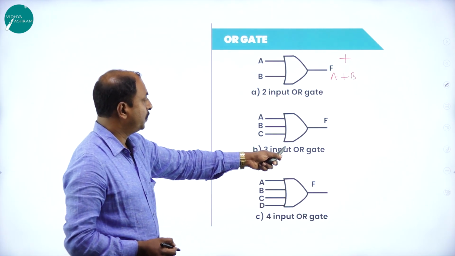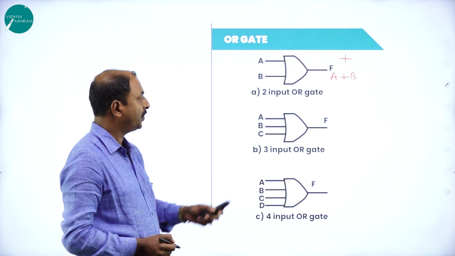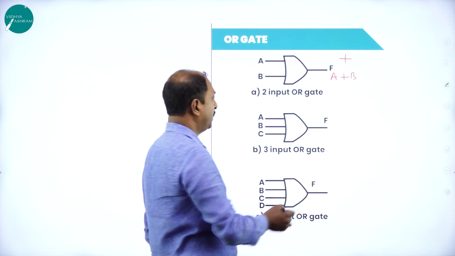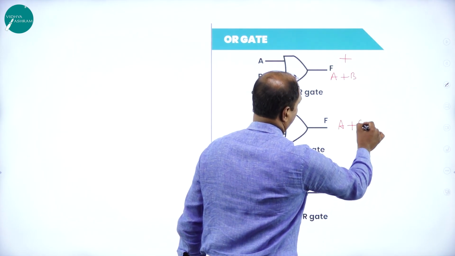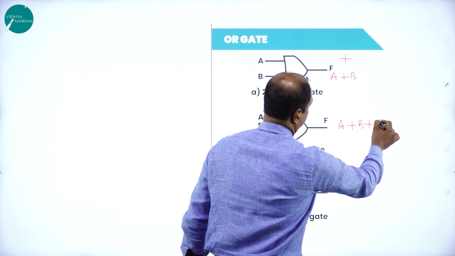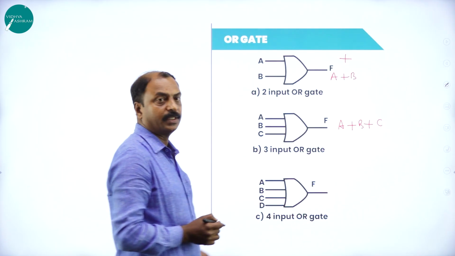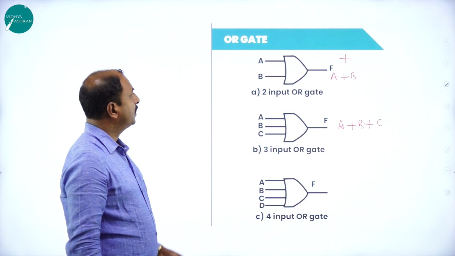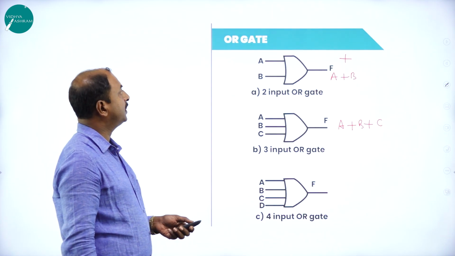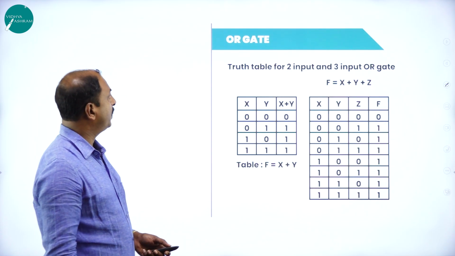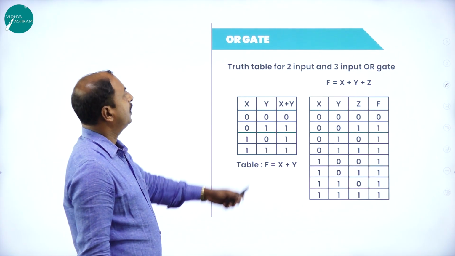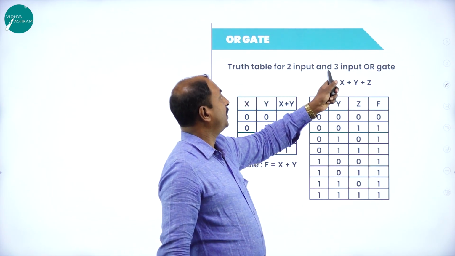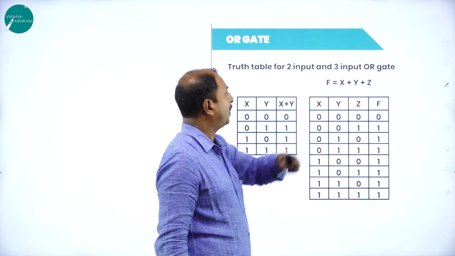Similarly, there are 3 input OR gate and 4 input OR gate. For 3 input, it is A plus B plus C, that is F. That is the result. So these are the logical symbols. Now let us see the truth table for OR gate, the truth table for 2 and 3 input OR gate.